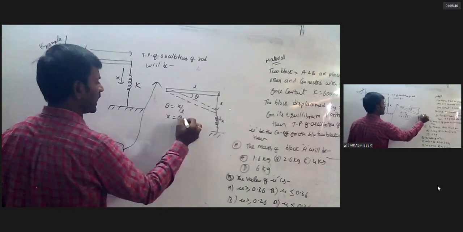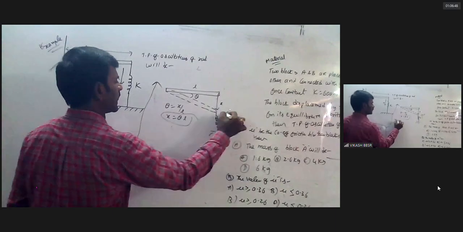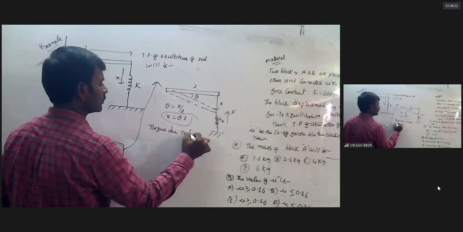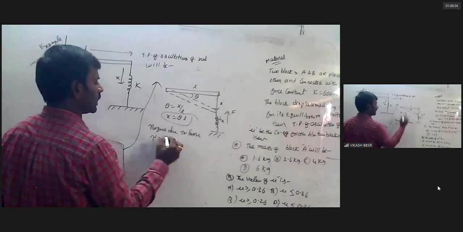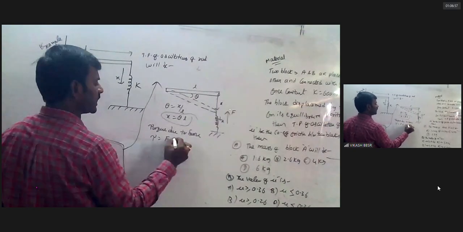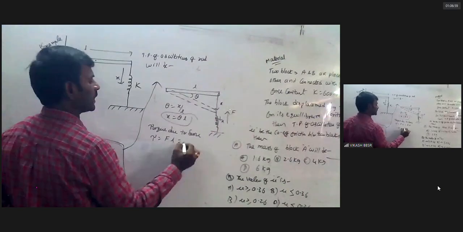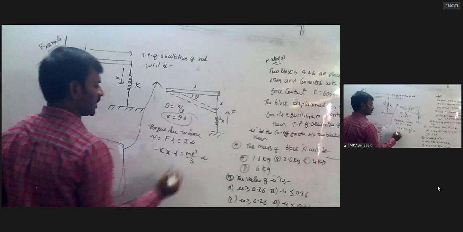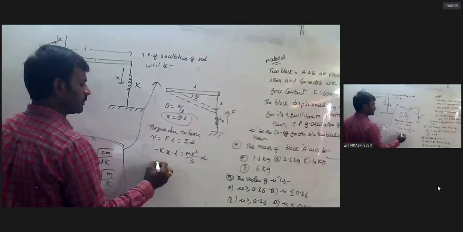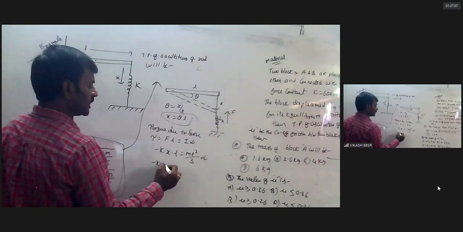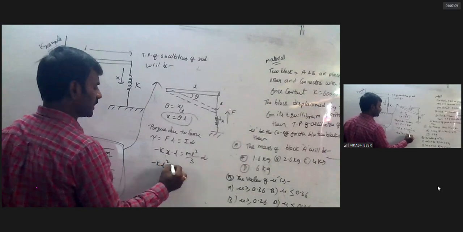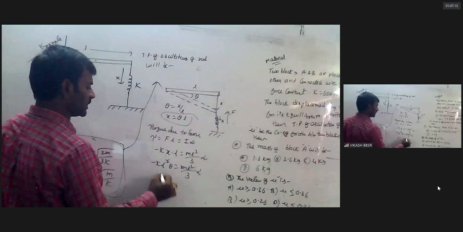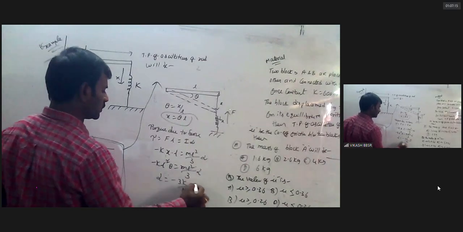Now the force direction is upward. So torque due to force is tau equals F into perpendicular distance L, equal to I alpha. So minus kx into L equals ml square by 3 alpha. Minus k into x, whose value is theta L, so L square into theta equals ml square by 3 of alpha. Cancel. Alpha equals minus 3k by m into theta.